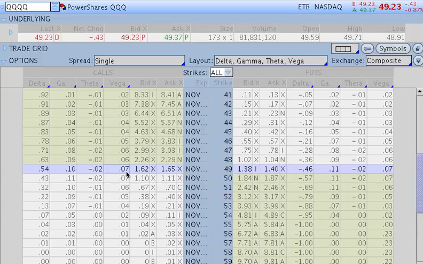So again, I hope this has been really helpful for you about delta, gamma, theta, and vega and how they affect the pricing of an option.